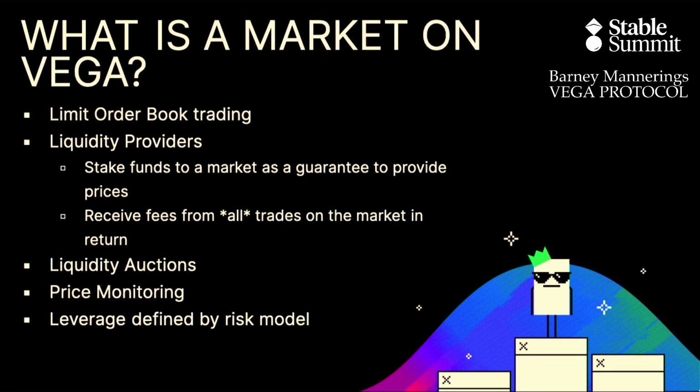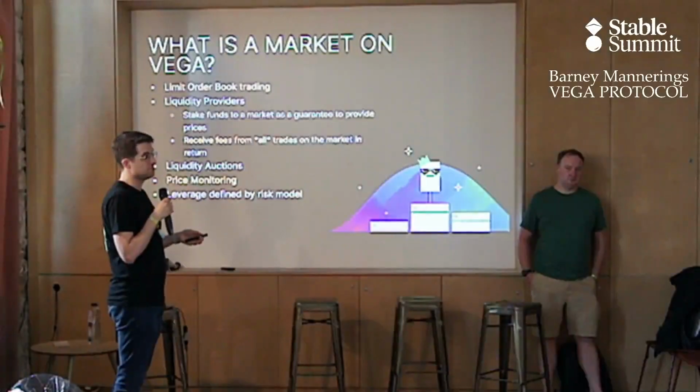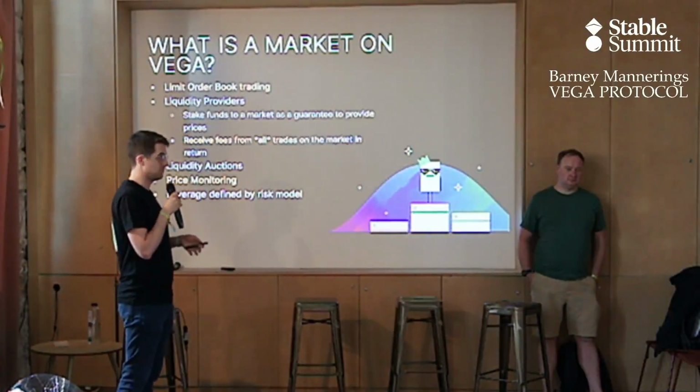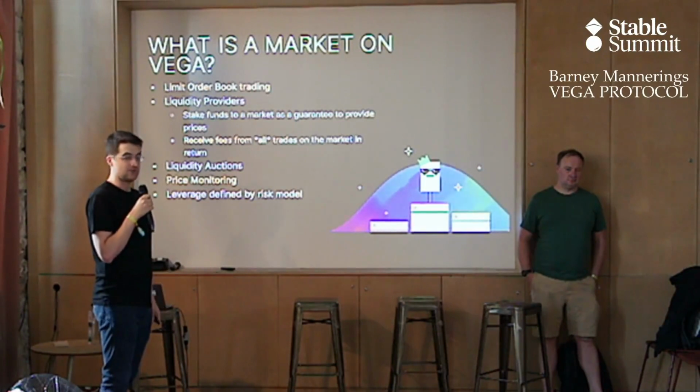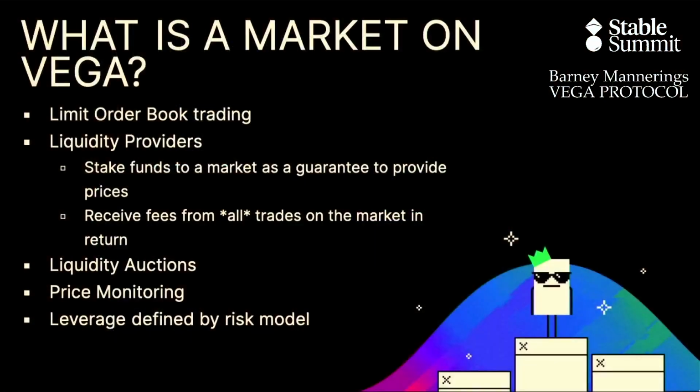So what is a market on Vega? It's a lot like a limit order book that you might expect in any given sort of centralized exchange, with a few additional things that are worth taking into account. One of these is we have a concept of liquidity providers. These are slightly different to a liquidity provider on Uniswap or something like that, where although they still stake some funds, instead of that stake being used to automatically trade, it's used as a guarantee that they will always provide prices on the market. Obviously, that's quite a commitment for them to make, and in exchange for that, they receive fees from all trades on the market, whether they're hit in that given trade or not.